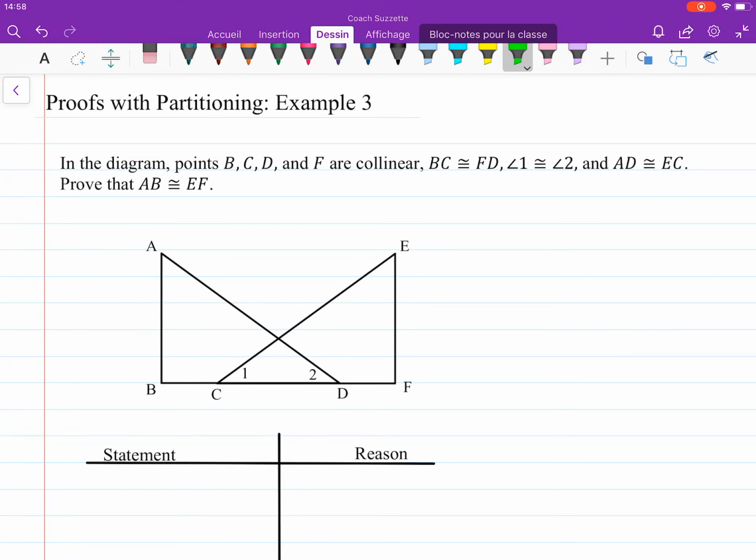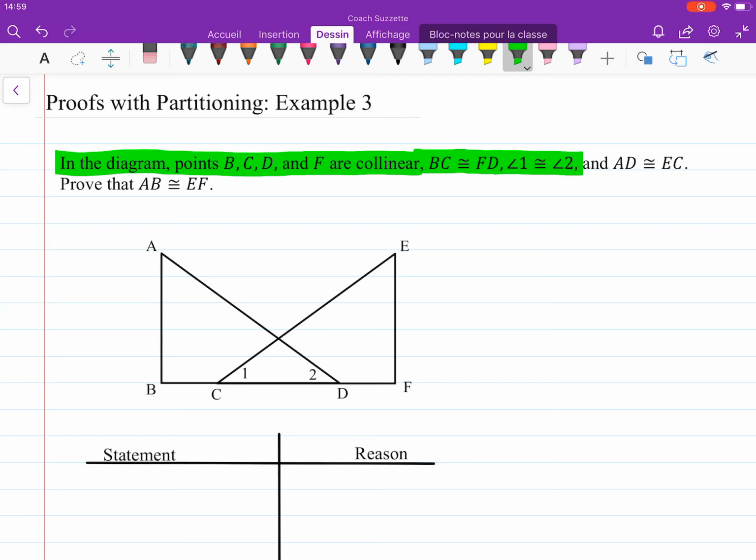Hello and welcome back. Let's do a proof. We are given in the diagram points B, C, D, and F are collinear. BC is congruent to FD, angle 1 is congruent to angle 2, and AD is congruent to EC. Prove that AB is congruent to EF.